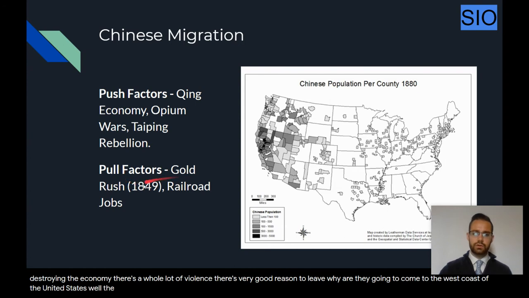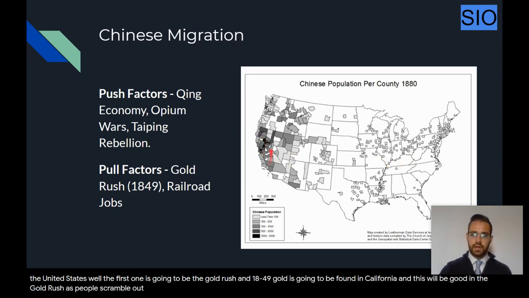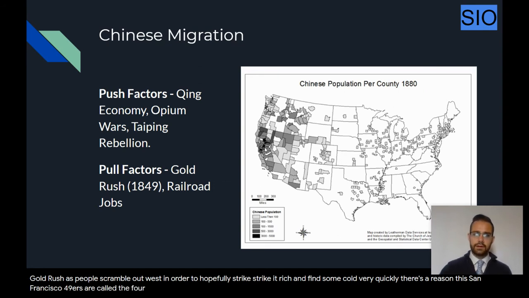Well, the first one is going to be the gold rush. In 1849, gold is going to be found in California, and this will begin the gold rush as people scramble out west in order to hopefully strike it rich and find some gold very quickly. There's a reason the San Francisco 49ers are called the 49ers. It's because the gold rush happened in 1849. But as people are moving out here, we need a way to get people out here. So there's going to be railroads that are built.